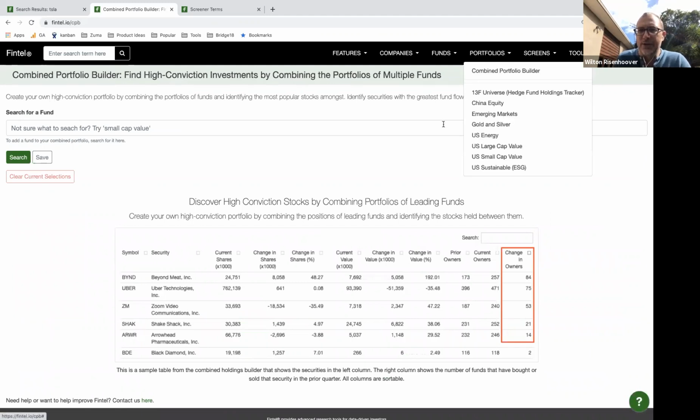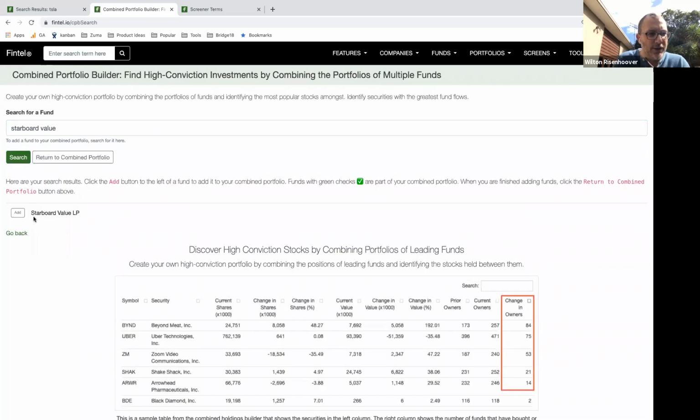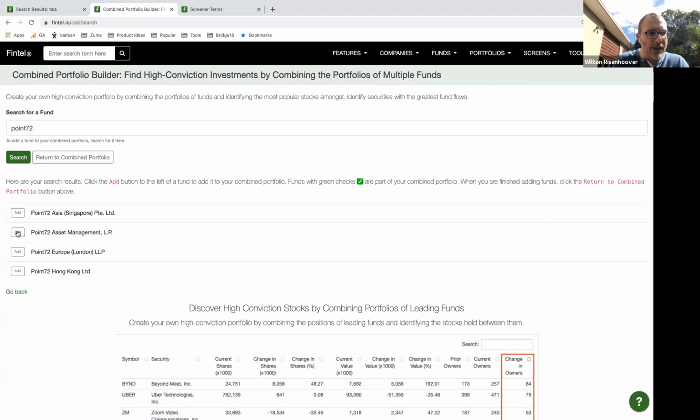Let me just start here. Okay, I'm going to search for a fund, and it's going to be called Small Cap Value. Or let's say I have a few funds. Let's say Starboard Value is a big hedge fund. I'm going to search for Starboard Value, and here it is. So I'm going to add it. Okay, and then I also know that 0.72 is a big hedge fund, and I want to look at 0.72. So here's 0.72 Asset Management. So I'm going to add it.